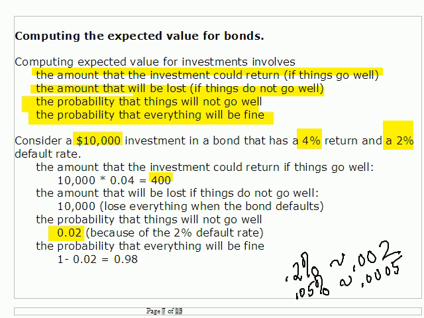All right, so here we go again. We know that there's a $400 return if things go well. The amount that's going to be lost if things don't go well is the whole $10,000. That's gone. Okay. Now, what's the probability that things will not go well? With the 2% default rate, it's 0.02, so that's why it's 0.02 here. What's the probability that everything will be fine? Well, if they don't go bad, they're going to go good. So 1 minus 0.02 is 0.98. So here's the probability that they're going to go well. The 4% is the return, not the probability it's going to go well. Now we can put all this in a table and then find the expected value.